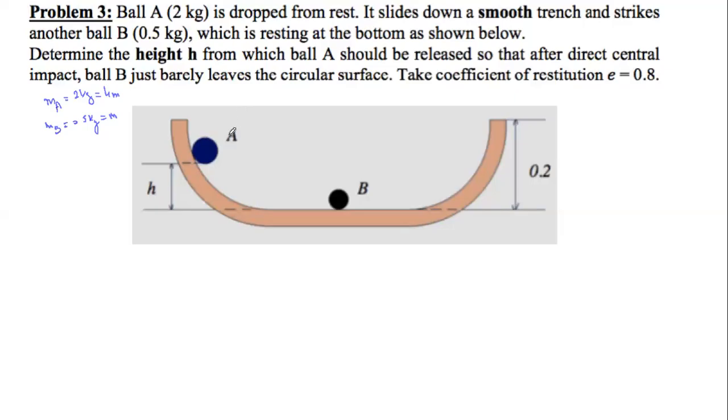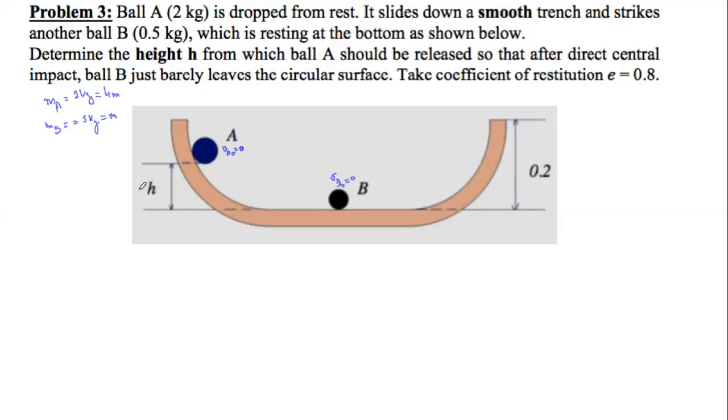So ball A that you can see here is dropped from rest. So VA initial is 0, dropped from rest. It slides down a smooth trench and strikes another ball which is resting. So VB initial is also 0. So VA0 is 0 and VB0 is 0.